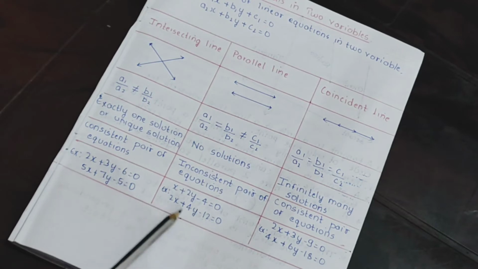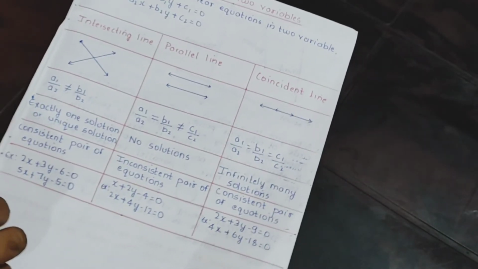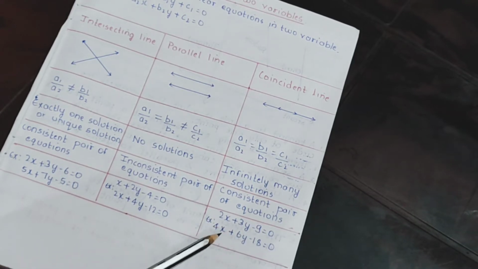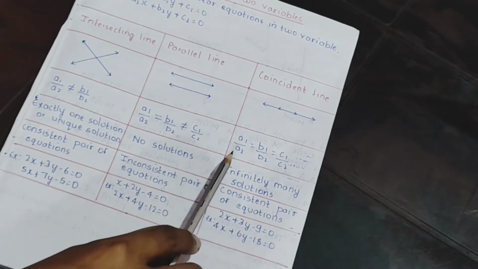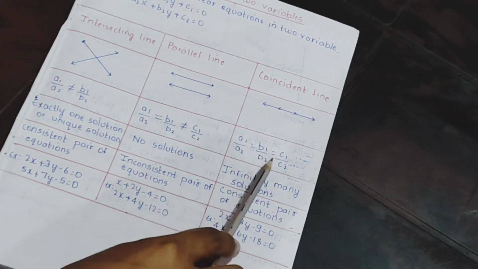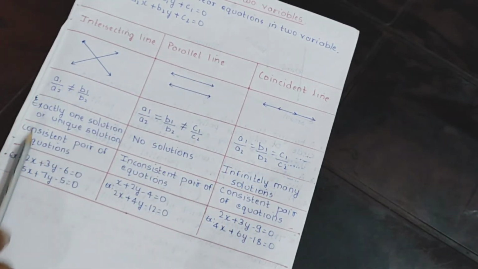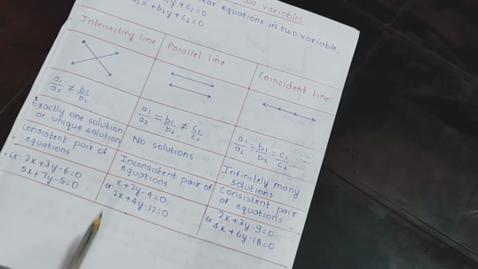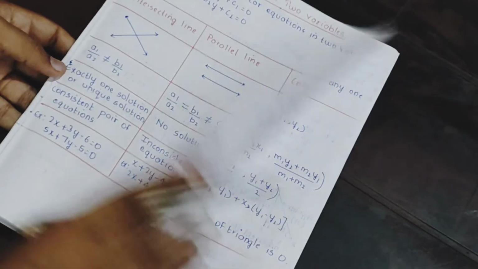You should see along with the sign. If you see the coincident lines here, everything, along with the sign, is exactly double. If you remove the common 2 outside, it will be equal to this. Therefore, all the ratios of the coefficients are the same. This table is very important. You need to understand this table. In model paper 1, 3 questions were asked exactly from this table. Okay, so let us move on to the next chapter quickly.